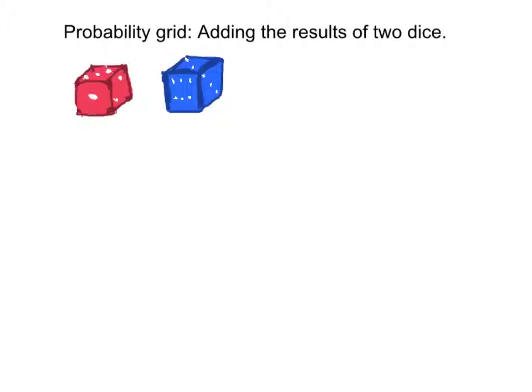For example, if I'm throwing just the blue dice right now, the possible results that I'm going to get are 1, 2, 3, 4, 5, and 6. These are the possible outcomes of throwing the blue dice. I call that the sample space.